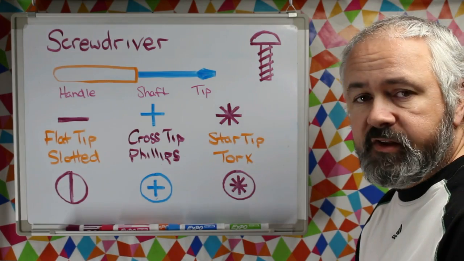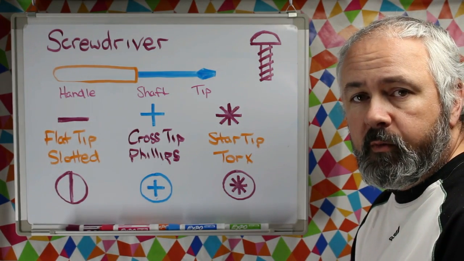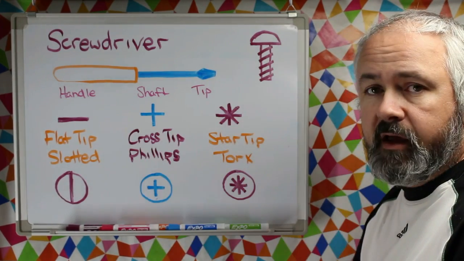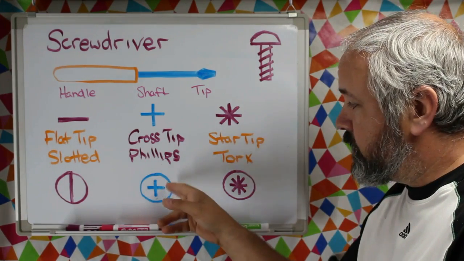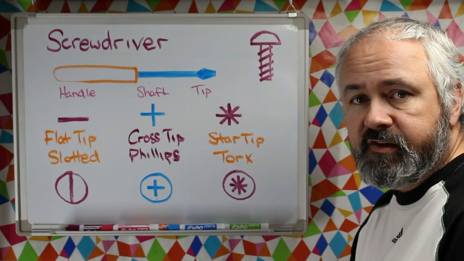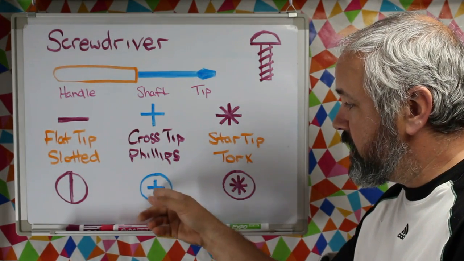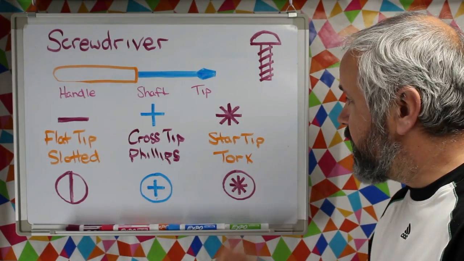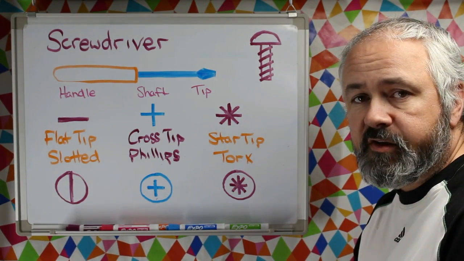The next one is called the cross tip, or by a trademark name, Phillips, and that is depicted by a cross. You can see here, as depicted in this screw head, it fits into this neat little plus pattern. And then the last one I'll talk about is the star tip.